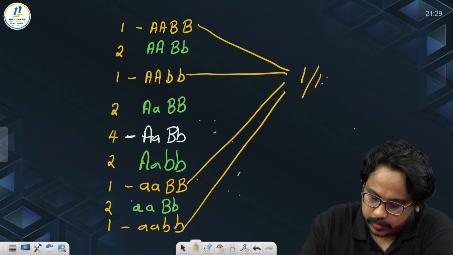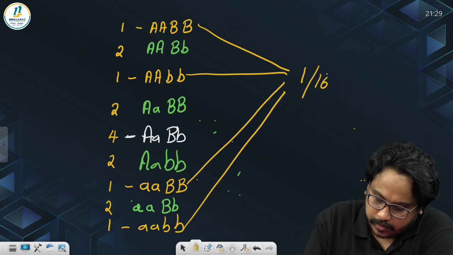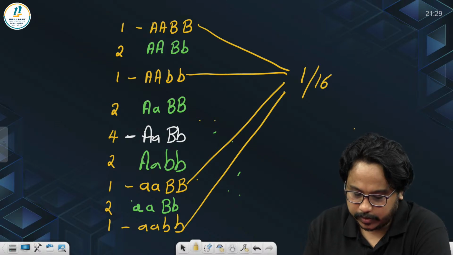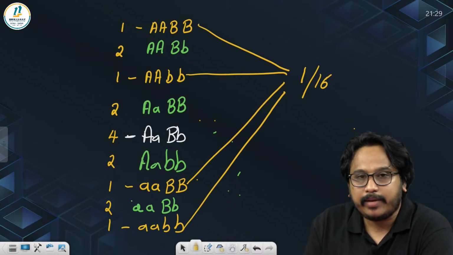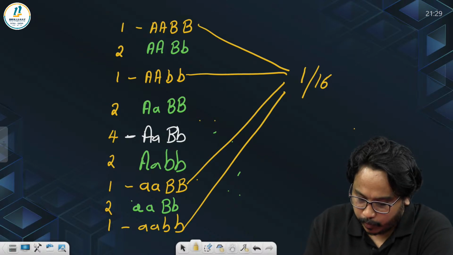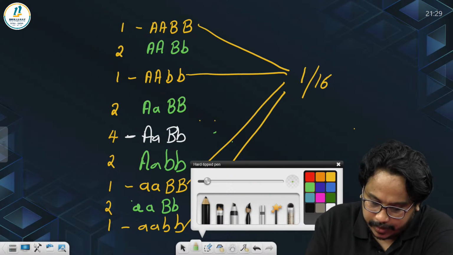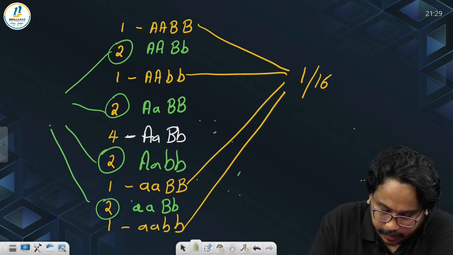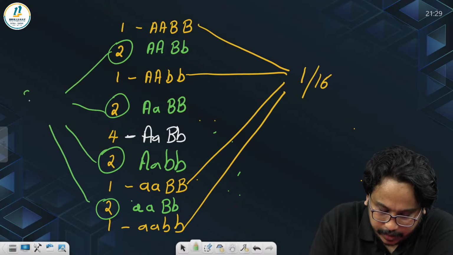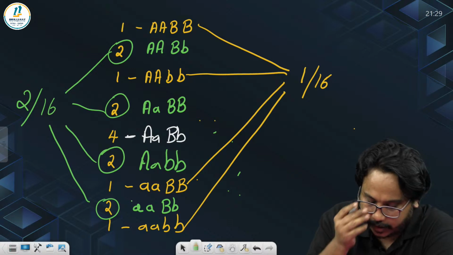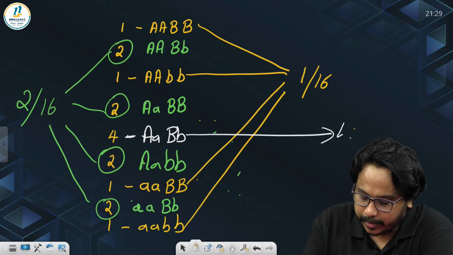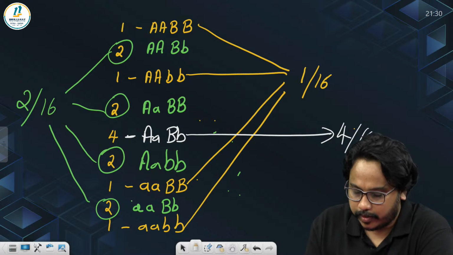So you should understand, whatever I have written in yellow color, they will be coming only 1 out of 16. So how many times they are coming? They will be coming only 1 out of the 16. In the 16 boxes when you are writing, these all will be appearing only once. But whatever I have written in green color, they are all appearing one homozygous and one heterozygous. They are appearing around 2 out of 16. And this double heterozygous, they will be appearing 4 out of 16.